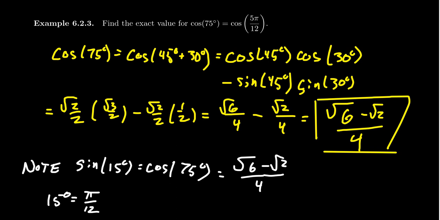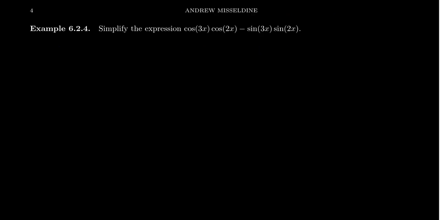Well, if we could subtract angles, right? If we could do something like cosine of 45 minus 30 degrees, that would be cosine of 15 degrees. And we'll actually be able to do that in just a second. We're going to talk about angle differences in just one moment. Before we do that, consider the following expression.